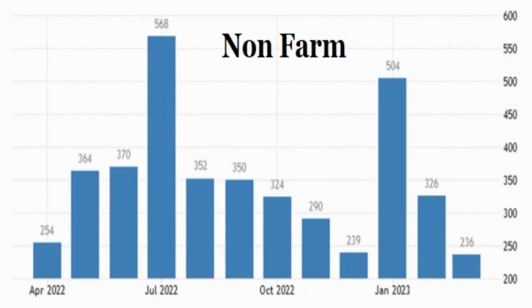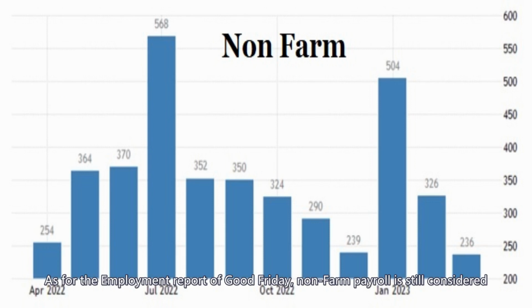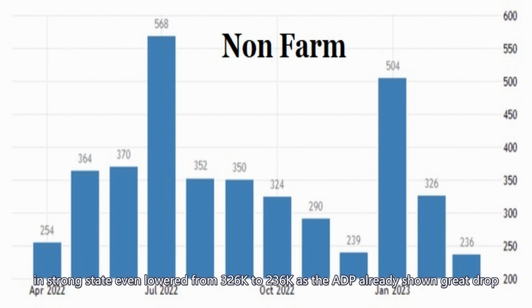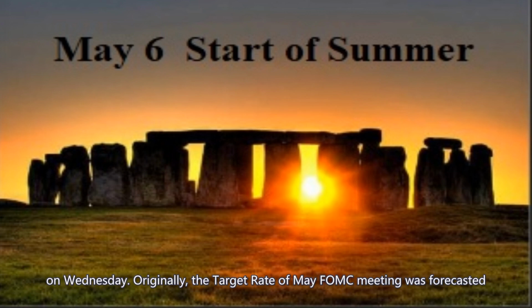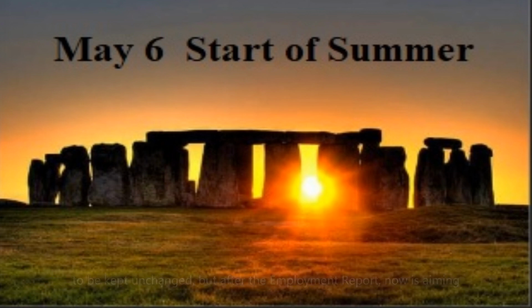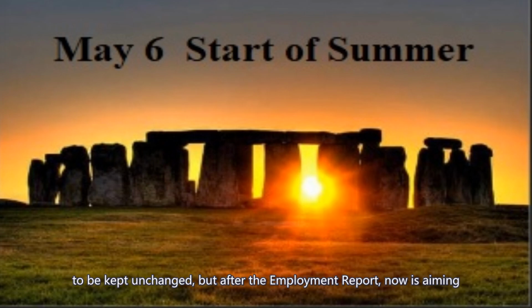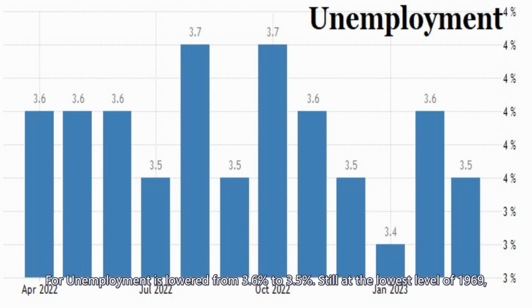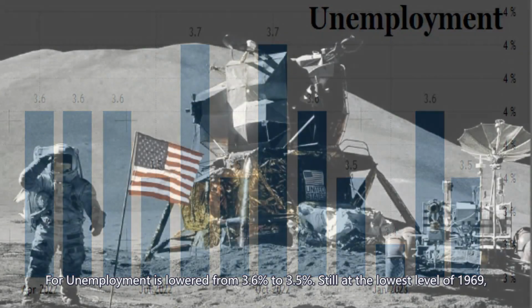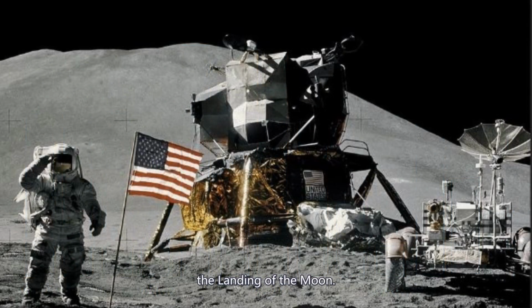As for the employment report of Good Friday, non-farm payroll is still considered in a strong state, even lowered from 326K to 236K, as the ADP already showed a great drop on Wednesday. Originally, the target rate of the May FOMC meeting was forecast to be kept unchanged, but after the employment report, now it is aiming at a hike of 25 basis points, but we still have to wait for the CPI on April 12th and PCE on April 28th. Unemployment is low, from 3.6% to 3.5%, still at the lowest level since 1969, the landing of the moon.